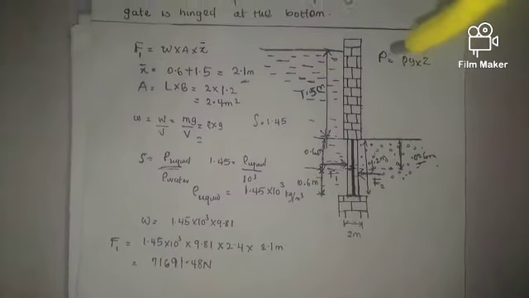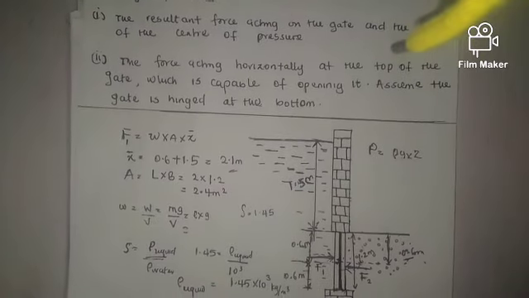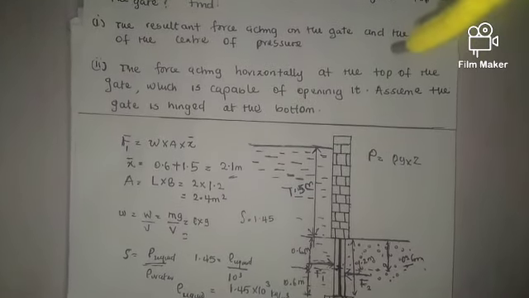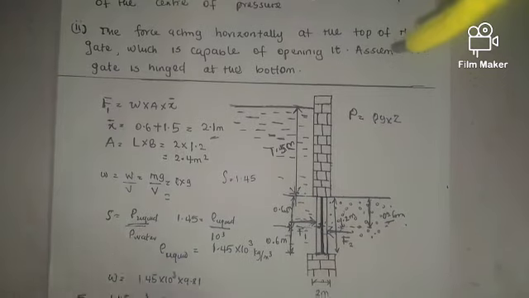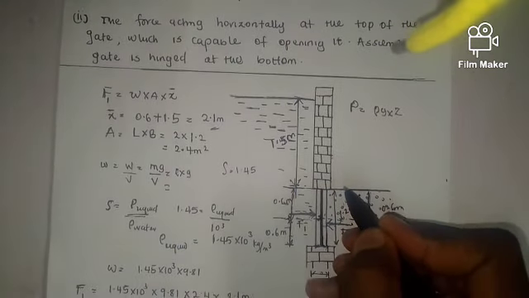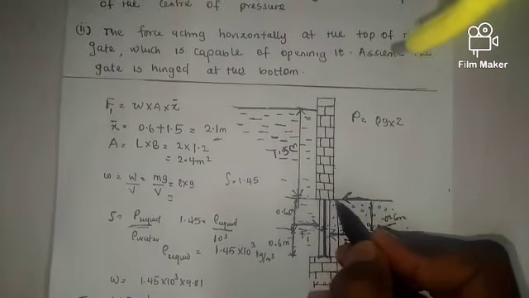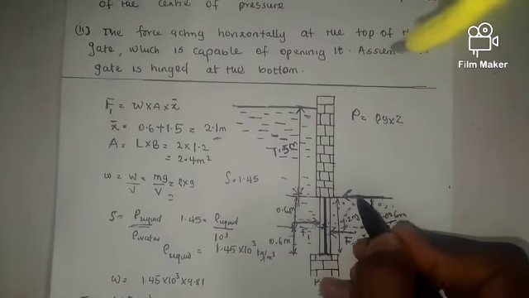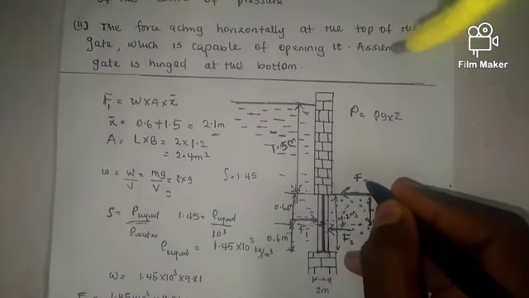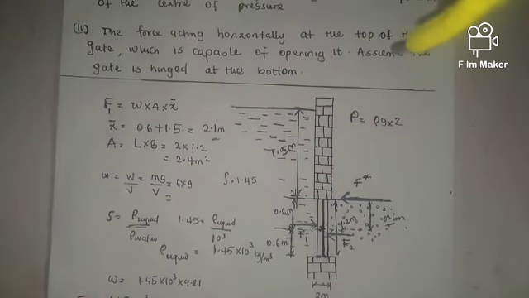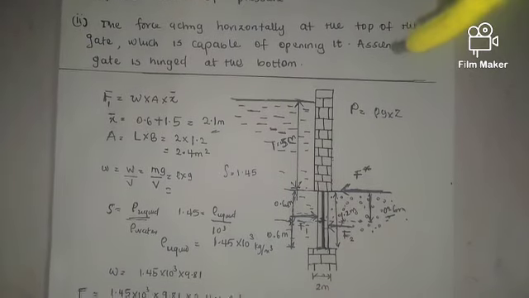Now we are asked to find the force acting horizontally at the top of the gate, which is capable of opening it, of course. The force that will act horizontally at the top of the gate will actually coincide with the force that will act at the top of this liquid here, at the top of the water. So let's call it F star. That's the horizontal force we're looking for, which is acting at the top of the gate, and it will coincide with the force acting at the surface of the fluid.